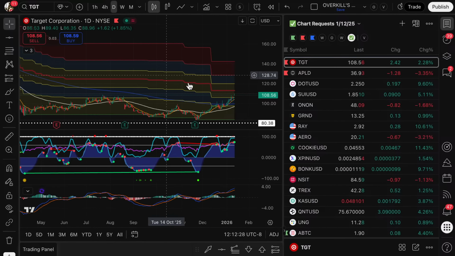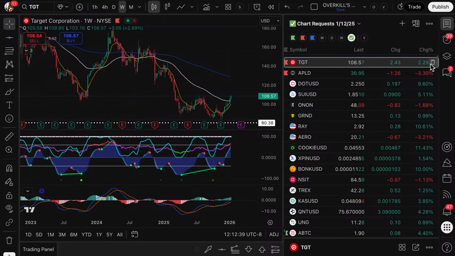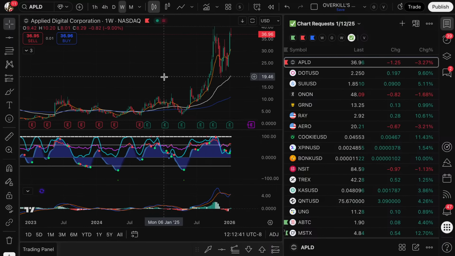I sold this one at like $100, which I'm actually not mad about. I think I sold it right there at 99. So I'd only be up like 10% if I held on to it. But I rotated it into something else, I'm pretty sure. But Target, yeah, just look for that red zone there.